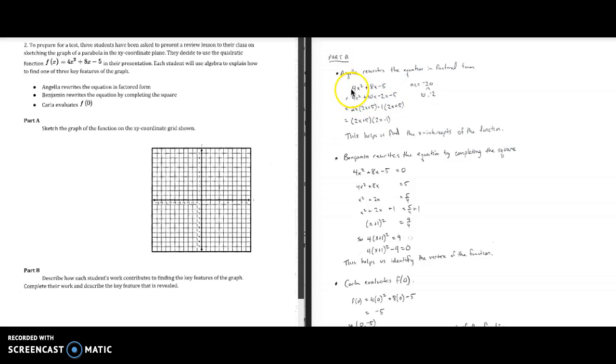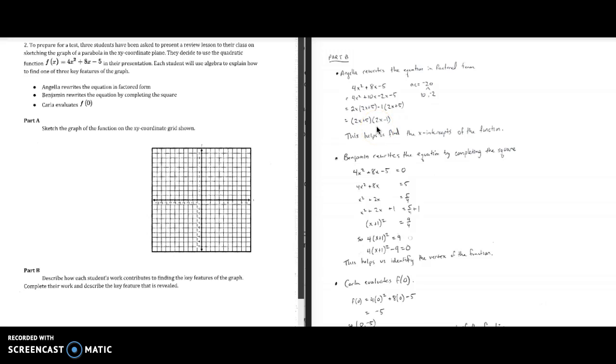So I took a times c, 4 times negative 5, got negative 20, and I'm looking for 2 numbers that multiply to negative 20 that add to 8. So I found 10 and negative 2. So I'm splitting up 8x into 10x minus 2x. I'm going to factor all this. I get the 2 factors of 2x plus 5 times 2x minus 1.